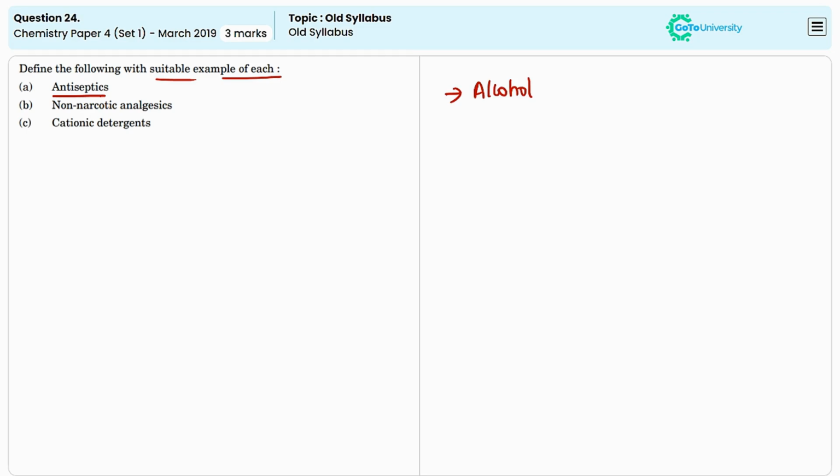The second term is non-narcotic analgesics. They are pain-relieving medications that do not contain any narcotics and are not habit-forming. They work by blocking the production of pain-causing chemicals in the body or by interfering with pain signals. And the examples are paracetamol and non-steroidal anti-inflammatory drugs.